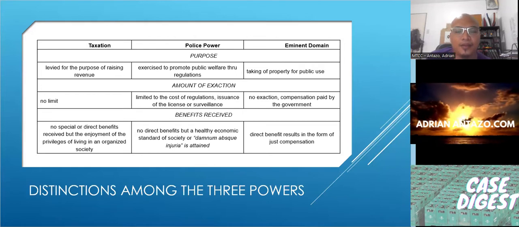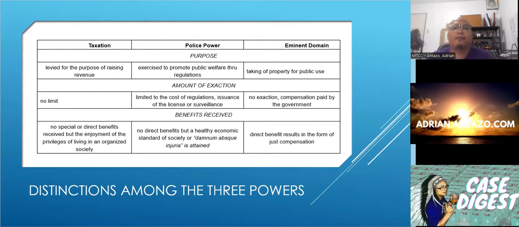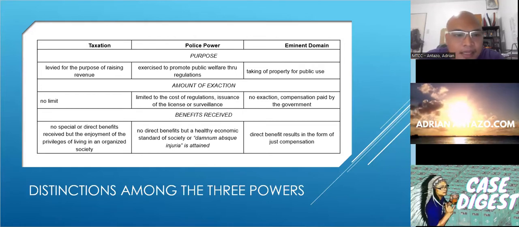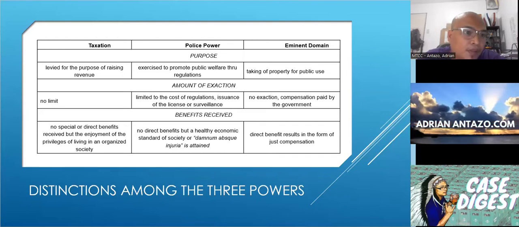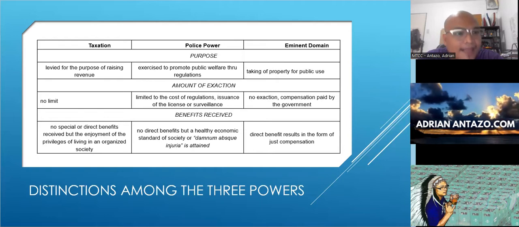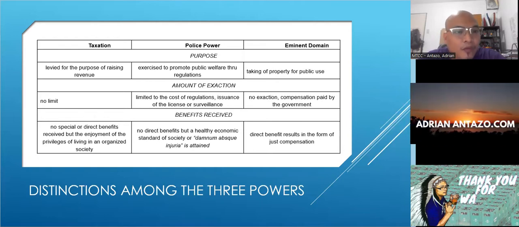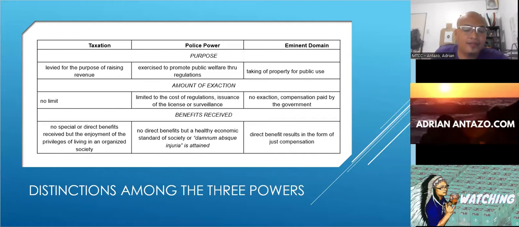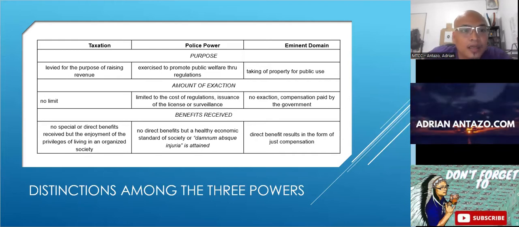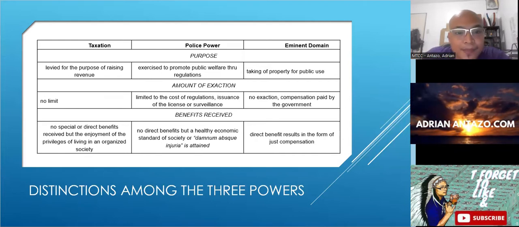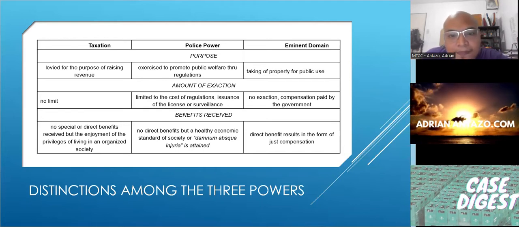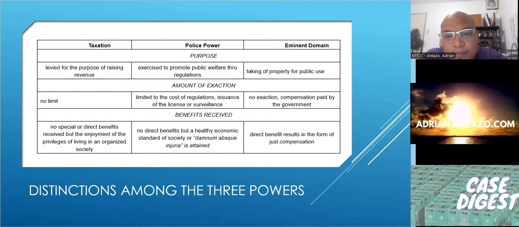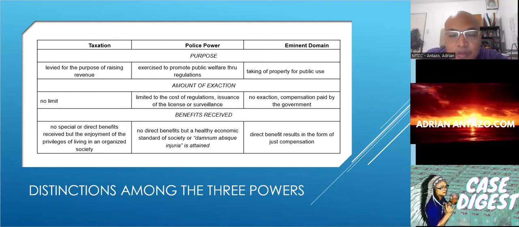Next, we will distinguish the different powers. For the purpose, taxation is levied for the purpose of raising revenue. That is the main purpose of taxation, to get revenue for the state so that the state can have money to pay for the expenses of having a government. Next is the police power, exercised to promote public welfare through regulation.